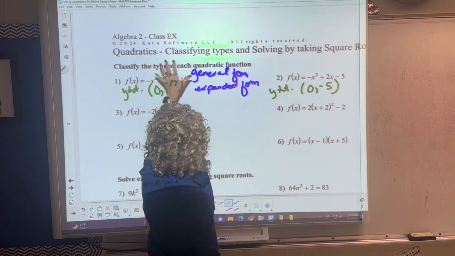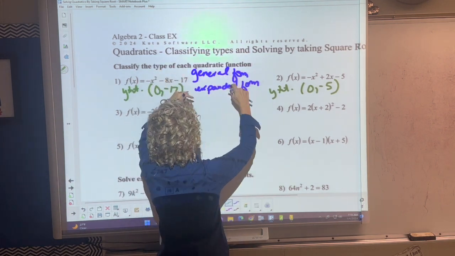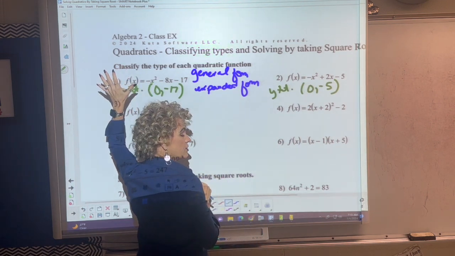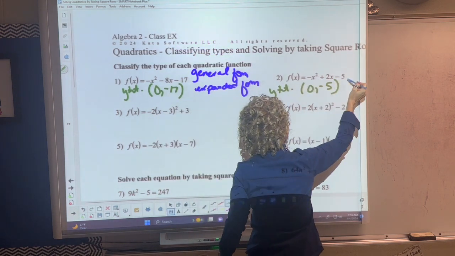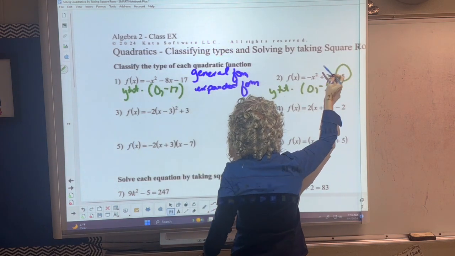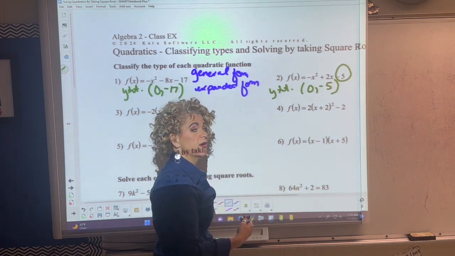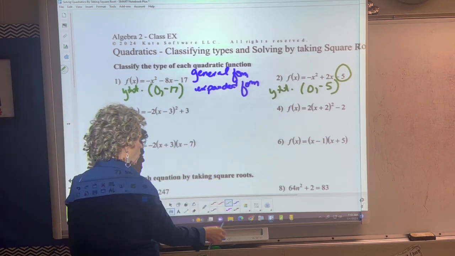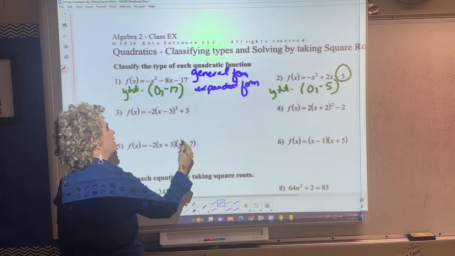Right now, I'm just classifying the type of each, but I can be asked anything. Expanded and general form, both of these, general form, expanded form. Y-intercept here is 0, -17. Y-intercept here is 0, -5. Because this number right here is a -5. This number right here is a -17. So we know where it's going to cross the y-axis. Now, 3 and 4, both of them are what we're familiar with.